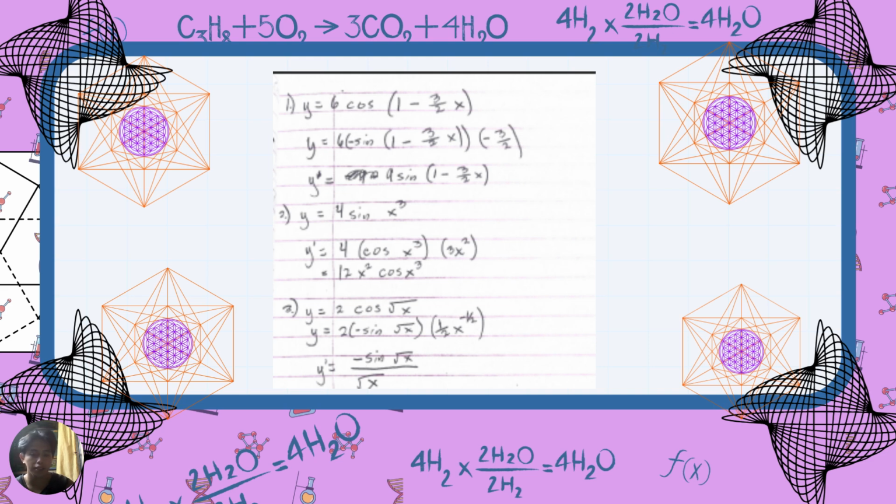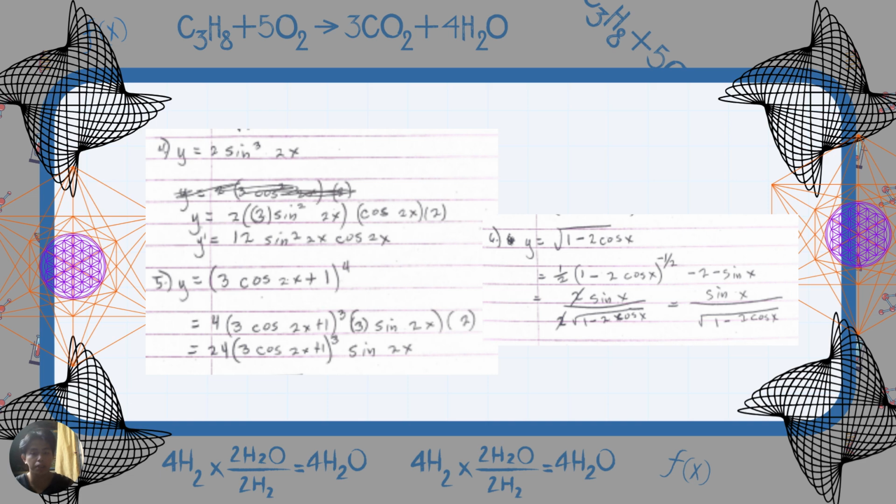And then since it is negative 1 half, we're going to move it into our denominator. And then the numerator is negative sine square root of x. So that would be the derivative of y equals 2 cos square root of x. And then let's proceed to the next problem.